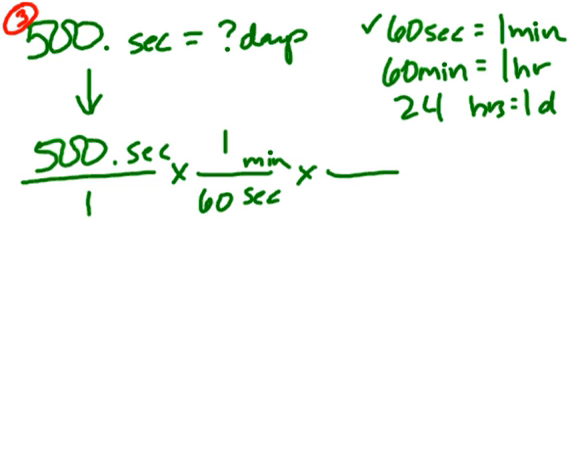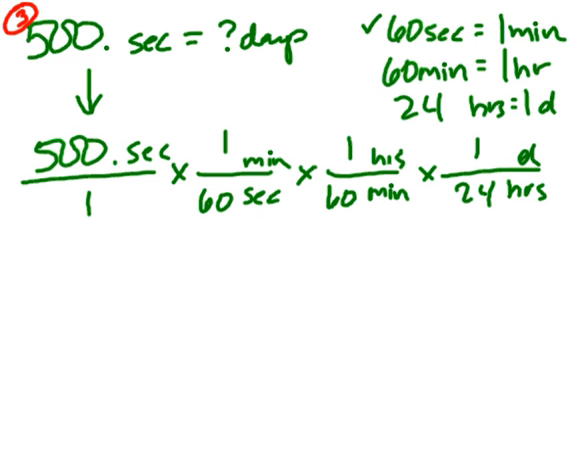Do it again. I don't have minutes to days, so I have to go to something else. Minutes to hours. I know that there's 1 hour and there's 60 minutes. Again, one more. I need to get rid of hours, because I don't want hours, I want days. And I do have a relationship between hours and days. It would be 24 hours in every 1 day. So when I rewrite the problem, oops, forgot something. Hours cancel out, minutes cancel out, seconds cancel out, days.